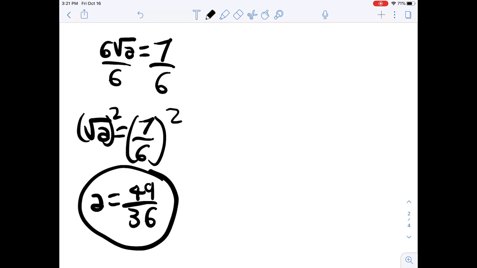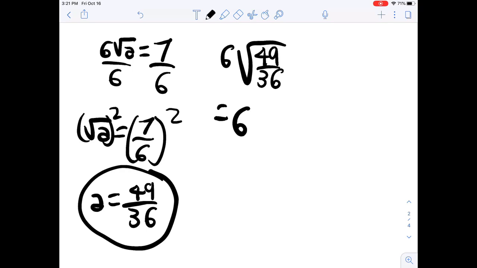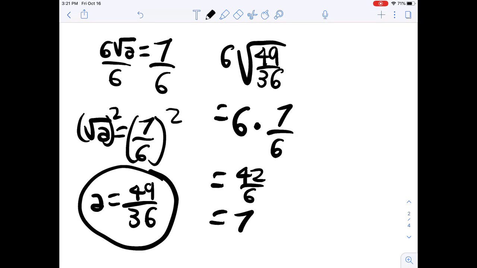And to verify, we'll just plug it back into the equation. So that would be 6 times the square root of 49 over 36. This equals 6 times 7 over 6, which equals 42 over 6, which equals 7. And we know that was the right side of the equation to begin with. So we know that our solution of 49 over 36 is correct.